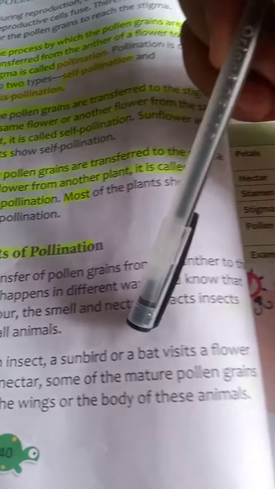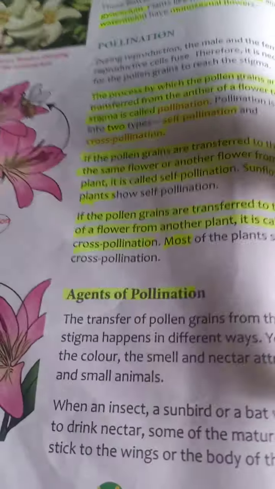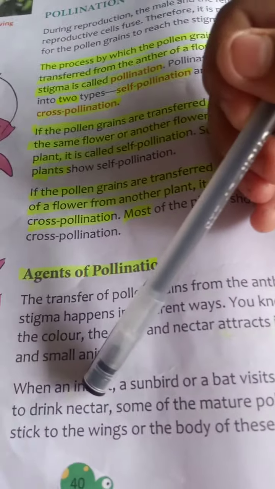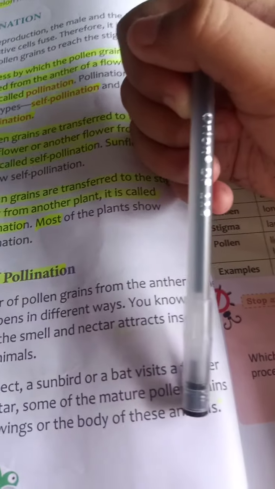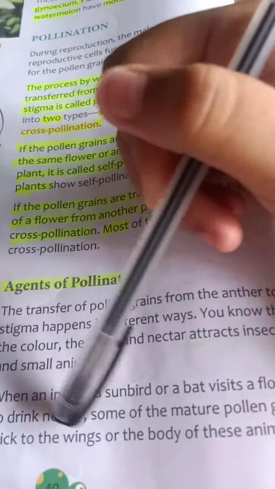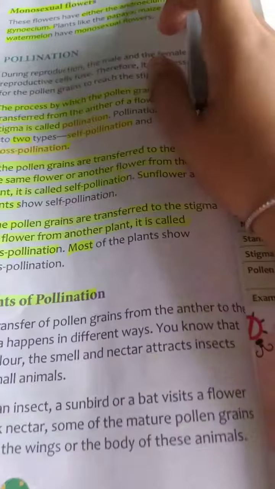When an insect, a sunbird or a bat visits a flower to drink nectar, some of the mature pollen grains stick to the wings or the body of these animals. As I told you in these two structures, stick to the wings or the body of these animals.